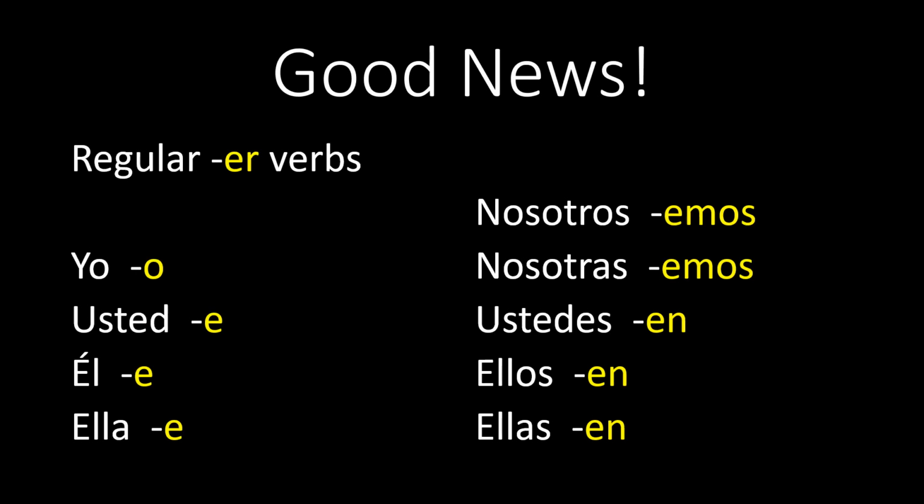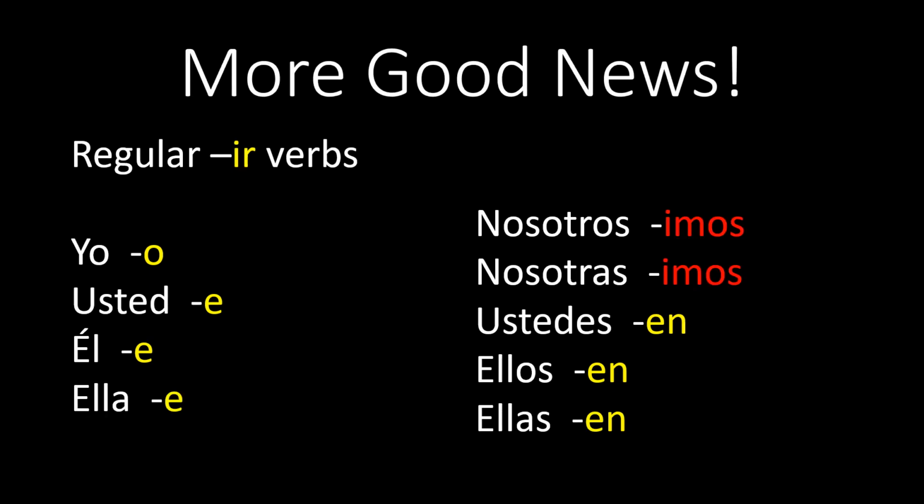Okay, we have really good news in that ER regular verbs in Spanish are similar to AR regular verbs in Spanish, only rather than an A, you have an E, meaning the letter E. In addition, regular IR verbs are similar to ER verbs. The only difference in their endings will be for nosotros and nosotras, which end with imos. Why? Because these are IR verbs. But otherwise, they look almost identical to the endings of ER verbs.